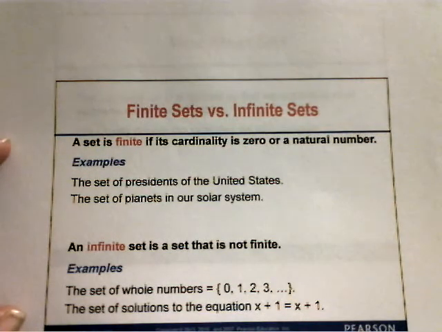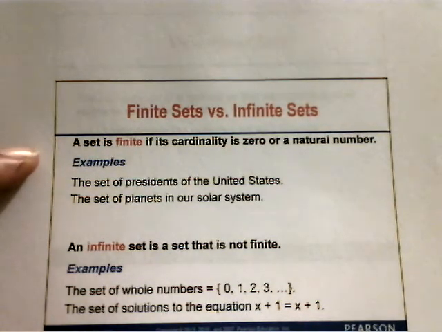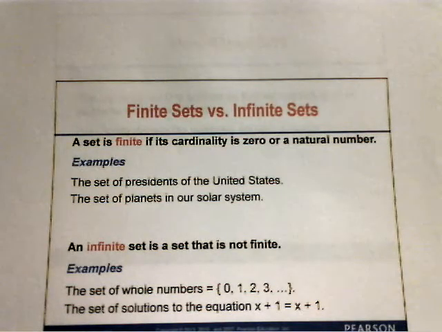Finite sets versus infinite sets. A finite set is this: if its cardinality is 0 or a natural number, that set is finite. A couple of examples are the set of presidents in the United States. We've had 44 presidents in the United States, so that's a finite number.